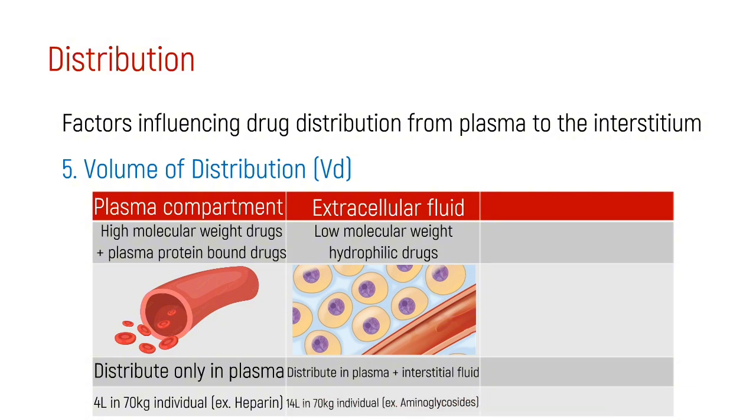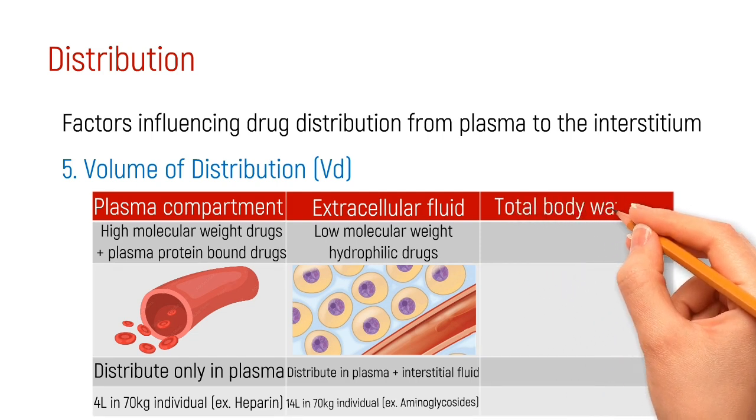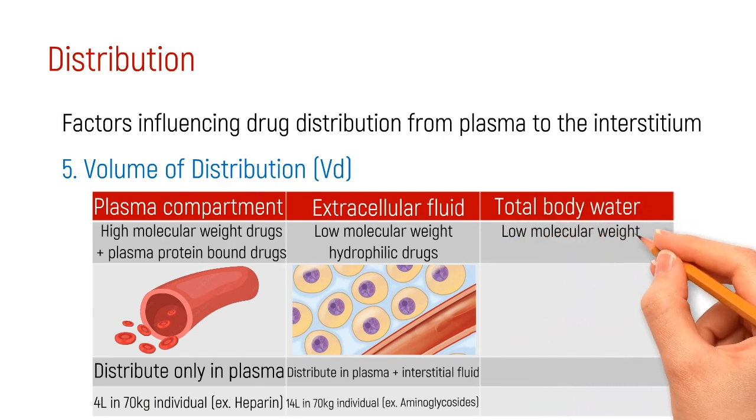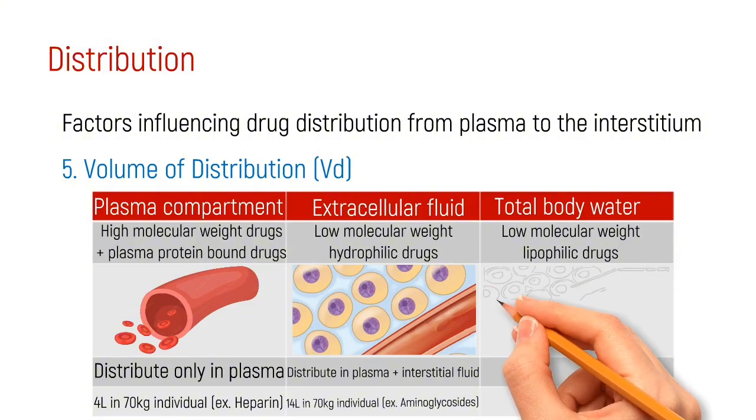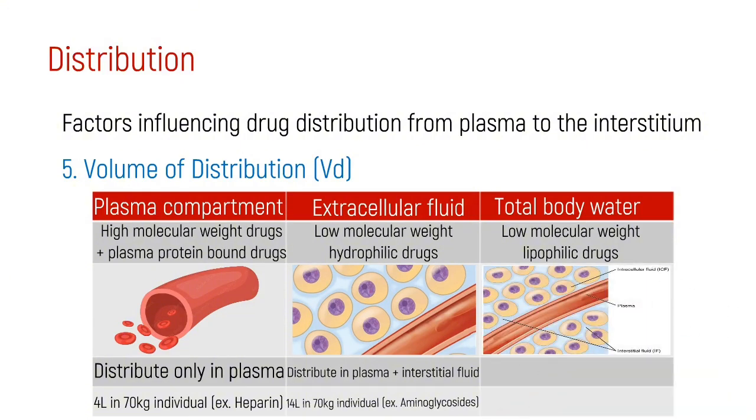And the last compartment is total body water. If a drug has a low molecular weight and has enough lipophilicity, it can move into the interstitium through the slit junctions and pass through the cell membranes into the intracellular fluid. These drugs distribute into a volume of about 60% of body weight, or about 42 liters in a 70 kilogram individual.